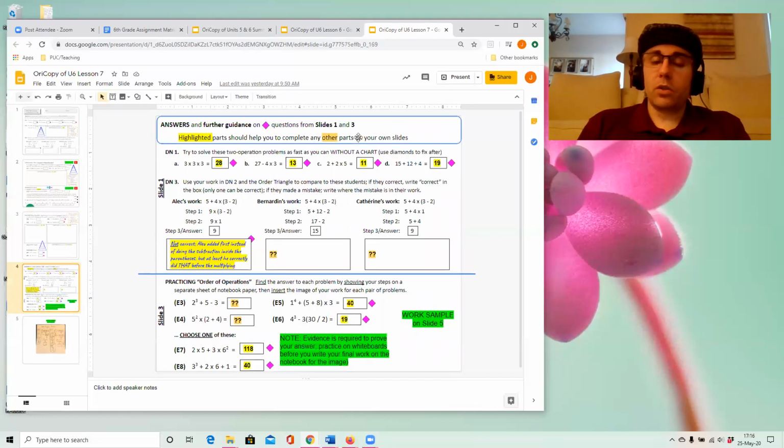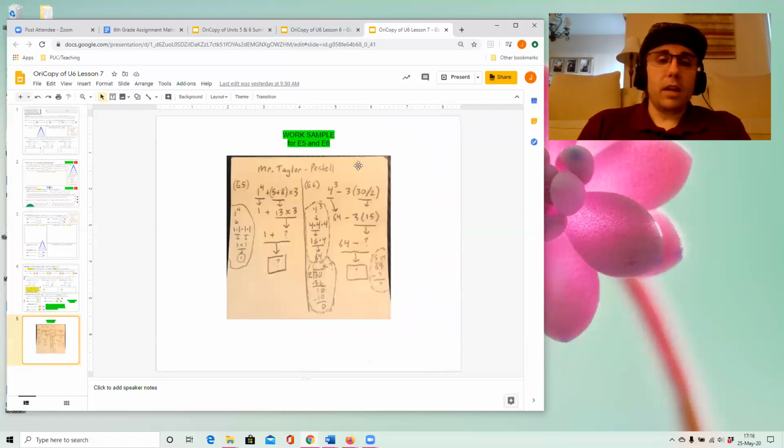These are your diamonds, so they have all the answers to the diamond problems. And I added an extra slide so that you could see the type of work that I'm expecting to see in E5 and E6. If it doesn't look like this, you most likely made a mistake or you're not showing enough thinking. So take a look at this so that that can inform and allow you to grow in your work.